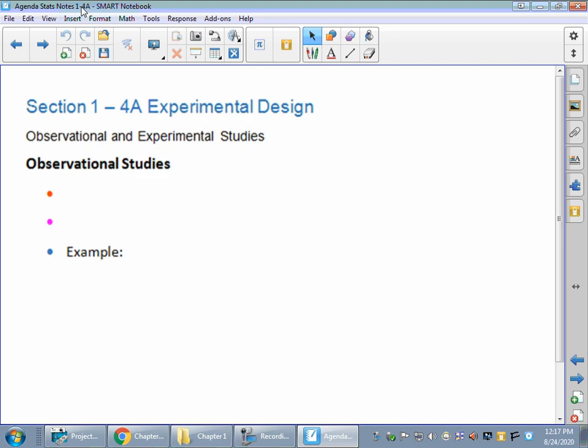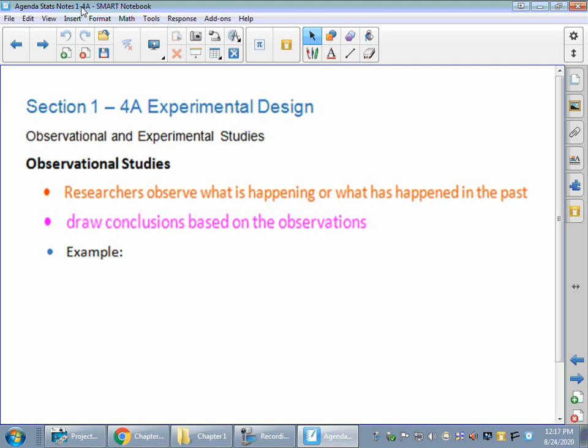So we've got two types of studies, observational and experimental. If you think about the name of them, they pretty much tell you what they are. In an observational study, researchers observe what's happening, or perhaps what has happened, they go back and collect data. So it doesn't have to be right now. We could go back to the Spanish flu back in 1917. And then we can draw conclusions based on the observations.